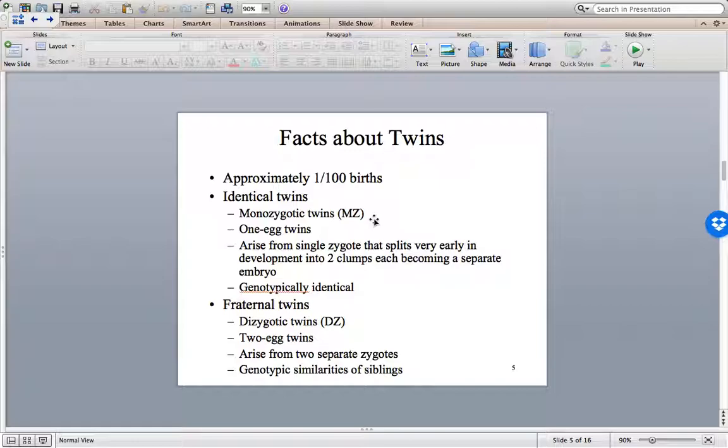and then fetus. Fraternal twins are also called dizygotic twins, abbreviated DZ, and they arise from 2 separate fertilized eggs, when 2 separate sperm cells fertilize 2 separate oocytes. Thus, they have the genetic similarity of regular siblings.